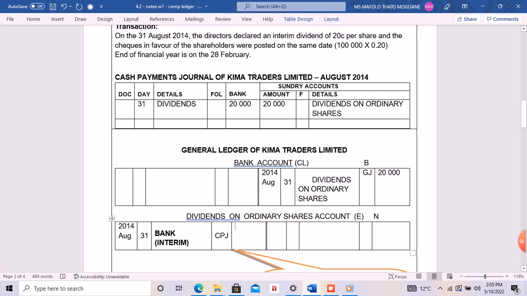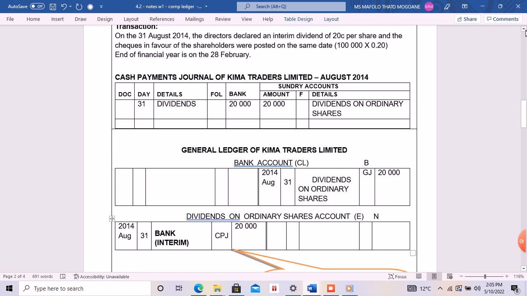Remember, the dividends on ordinary shares account is closed by the appropriation account. As we go on and learn more, we will see that the dividends on ordinary shares account is going to be closed or balanced by the appropriation account. But here, since we don't have any transactions talking about the appropriation account, it is not necessary. So this is how we record the transactions under dividends.